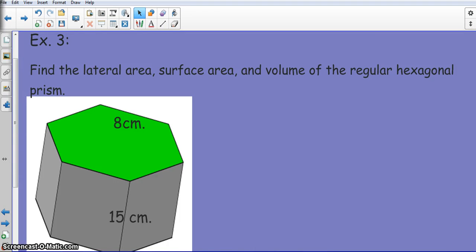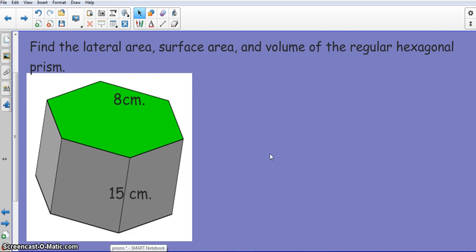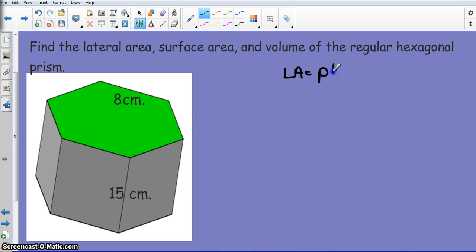Welcome back, everyone. We're on example 3 of our prisms, and we are still continuing to find lateral area, surface area, and volume. In this case, our volume and lateral area and surface area are going to deal with a regular hexagonal prism. Okay, so we're going to start right off with the lateral area. If I can get a pen, that is.